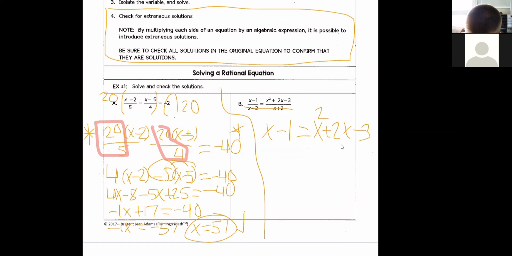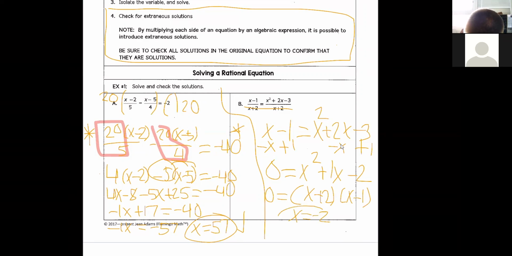And then since we got a trinomial, we're going to hope this factors nicely. So you want to move everything to the same side. I would subtract the x over, and I would add the 1 over as well. So I would have 0 equals x squared plus 1x minus 2. Does that factor? It does. You could do x plus 2 times x minus 1. So if you solve these, you would get x equals negative 2, and x equals 1.